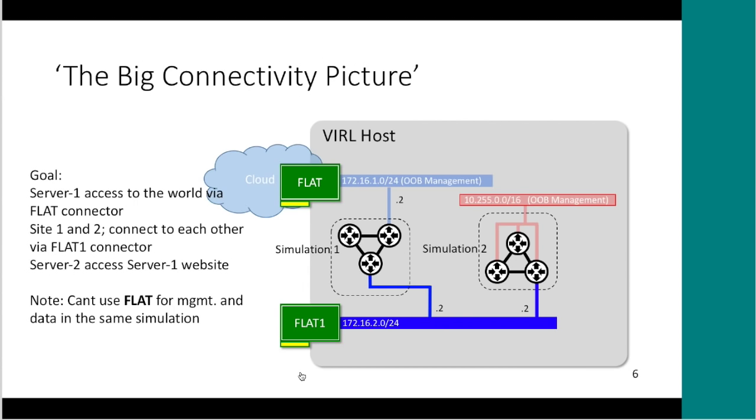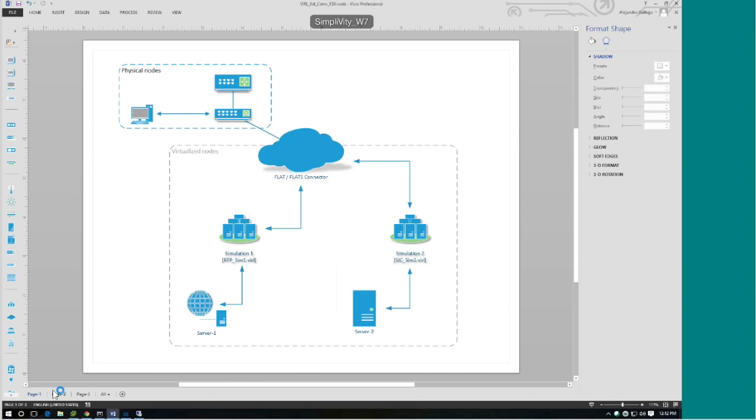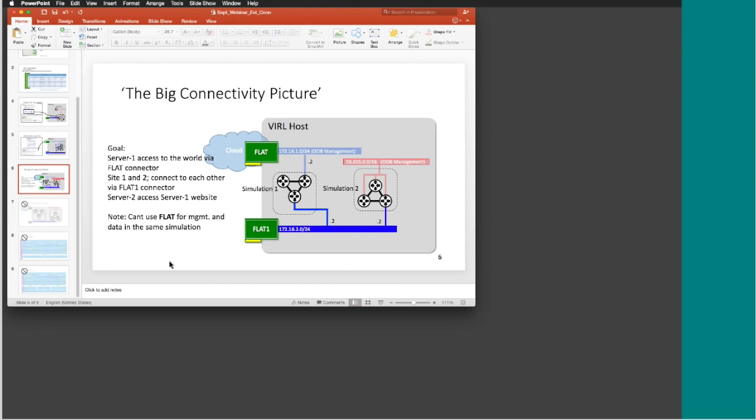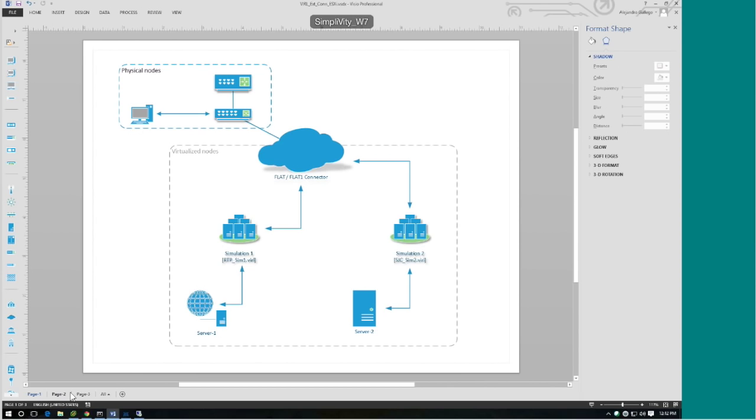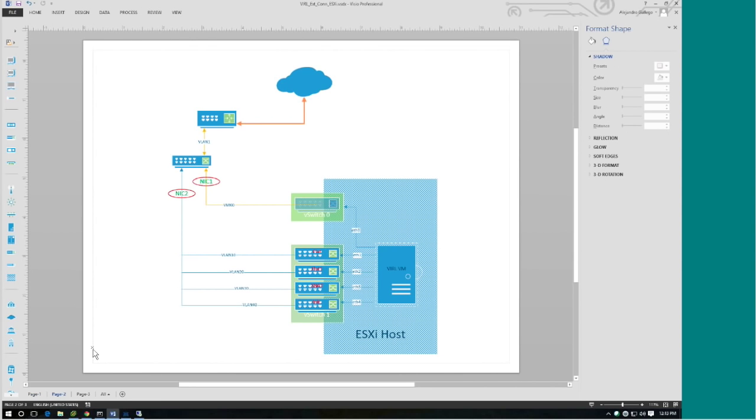All right, so let's go see what this looks like when we look at it from the Visio perspective. So now we should be seeing our Visio diagram showing our ESX host.